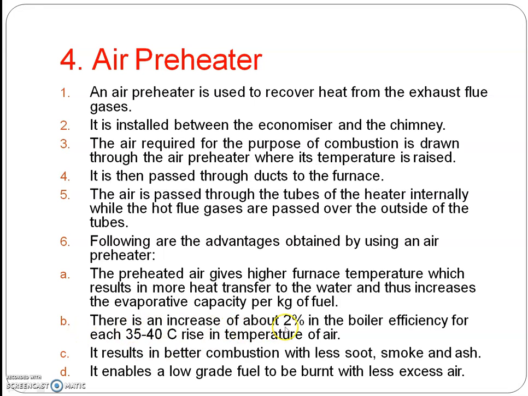There is an increase of about 2% in the boiler efficiency for each 35 to 40 degrees Celsius rise in the temperature of the air. It results in better combustion with less soot, smoke and ash. It also enables low grade fuel to be burned with less excess air.